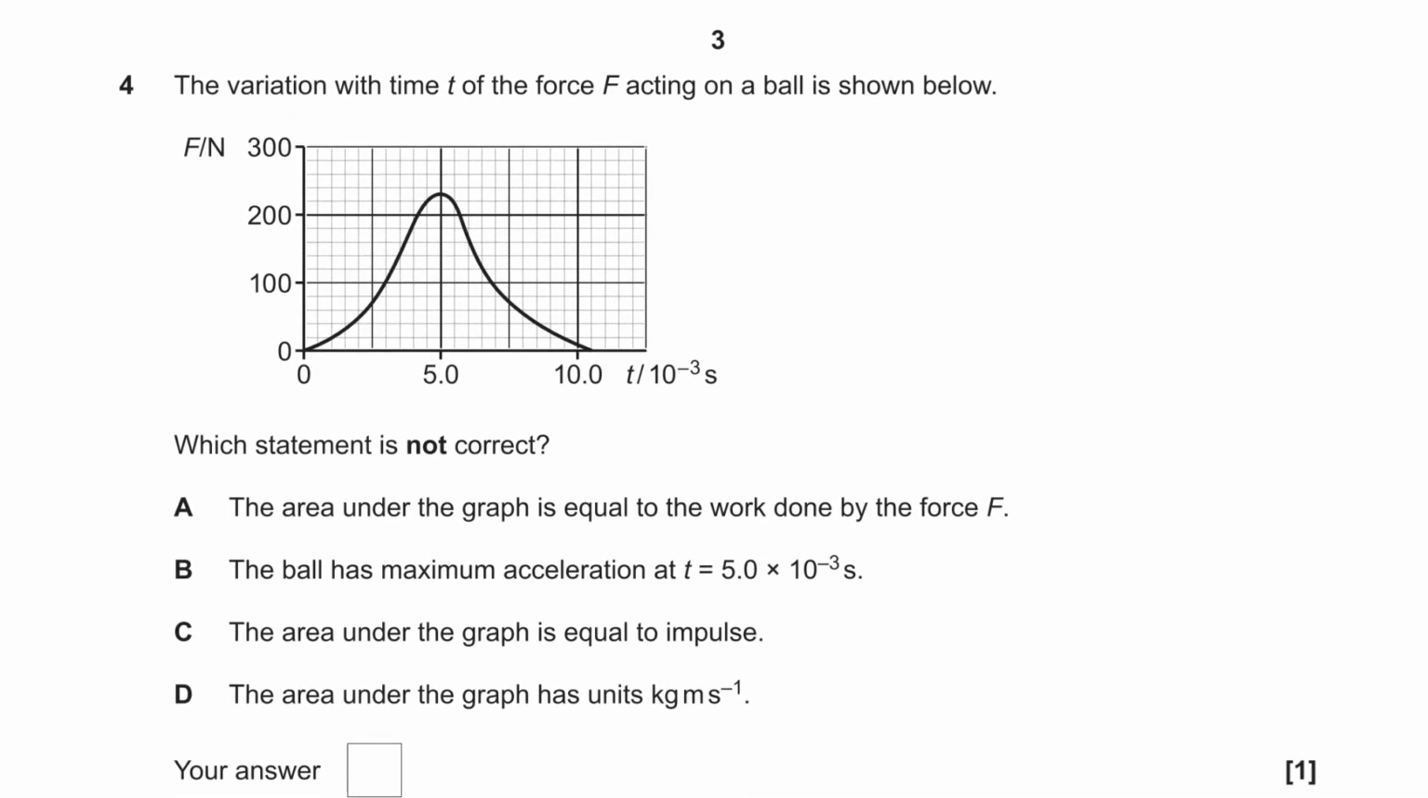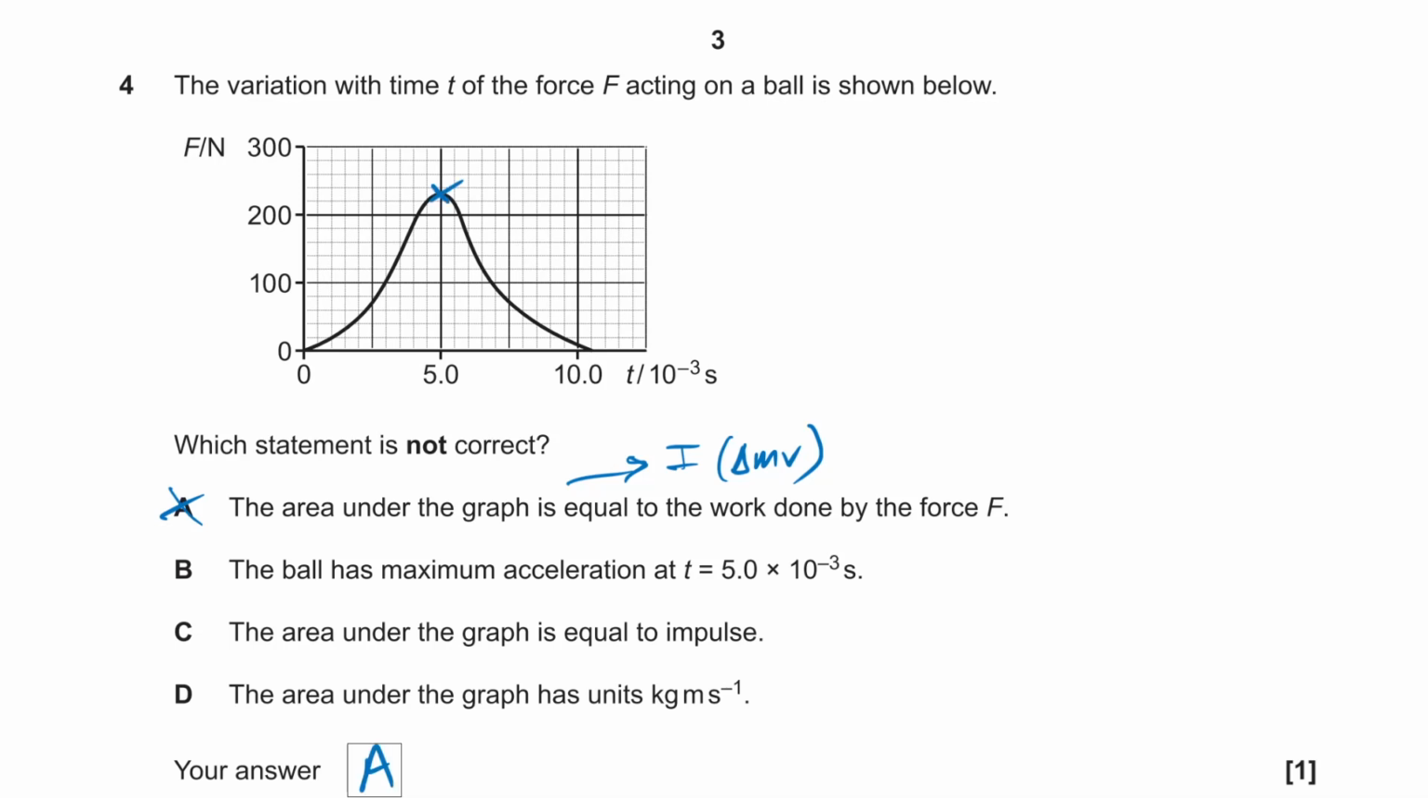4, we have a force time graph. Which statement is not correct? So A, the area under the graph is equal to the work done. We already know that's not true because we know area under a force time graph gives us impulse or change in momentum. So that's our answer, A.